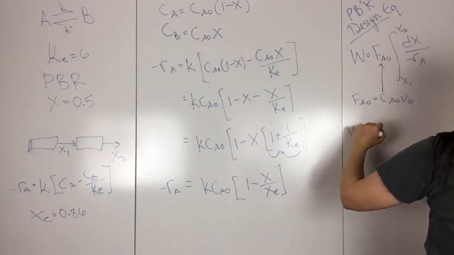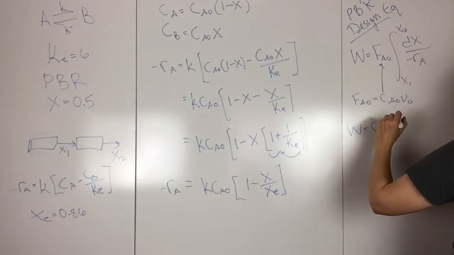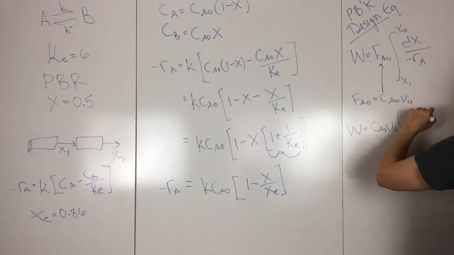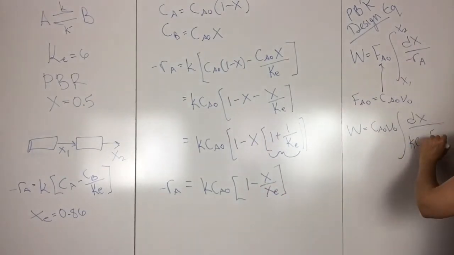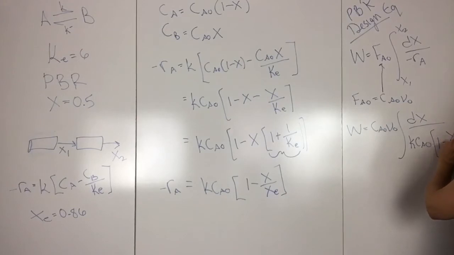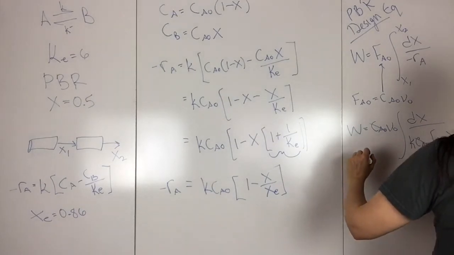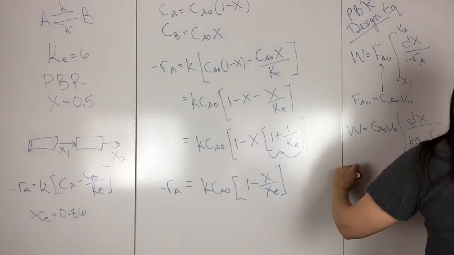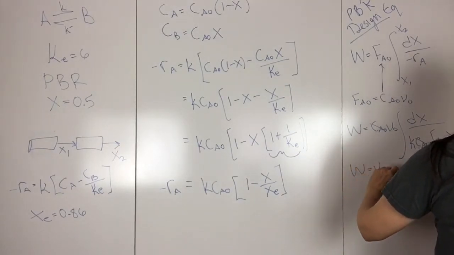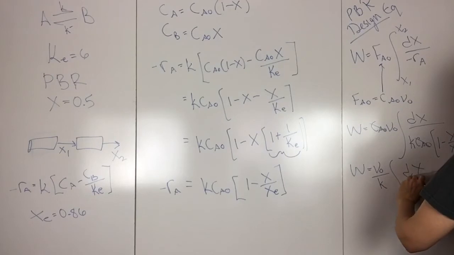So we get W is equal to Ca naught V naught integral dx over k Ca naught, because I'm plugging this in now, (1 minus x over Xe), and that cancels out. And we can pull k out, so then we have W equals V naught over k integral dx over (1 minus x over Xe).